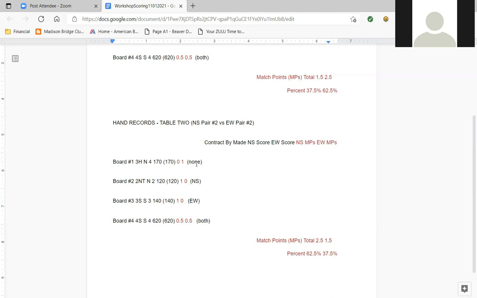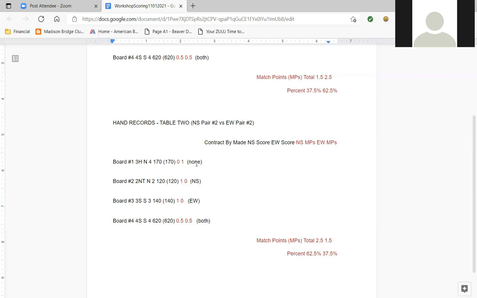You take the raw score and convert it to match points. You add up the number of match points total for all the hands you played. Maybe you'd play 20 hands before you got done. And then you turn it into a percent. And anytime you get 50% or more of the total number of match points you could have gotten, that's pretty darn good.